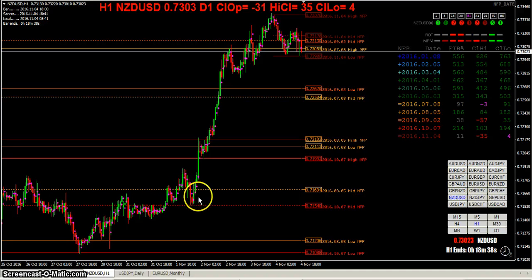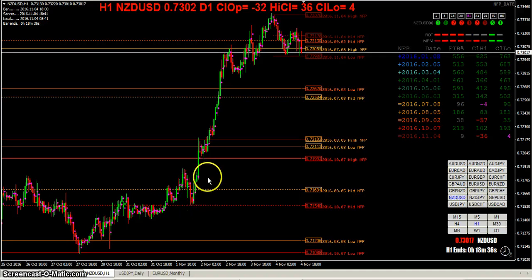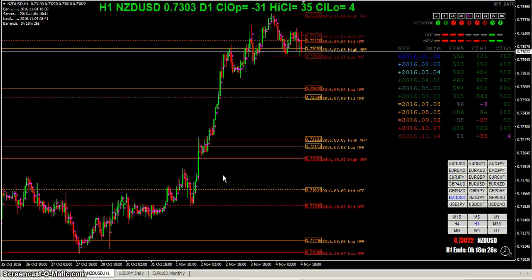And I put the midpoint line in just for reference, because that way you can see easily if it's crossing the midpoint, which is basically like who's winning, the bulls or the bears, the buyers or the sellers, however you want to call it. But it just gives you a visual reading there.